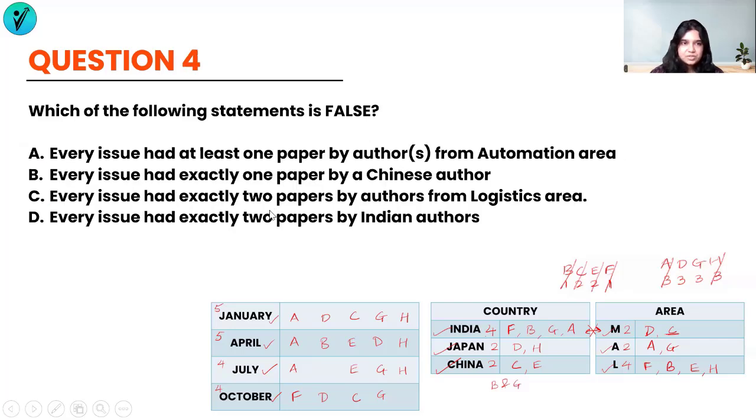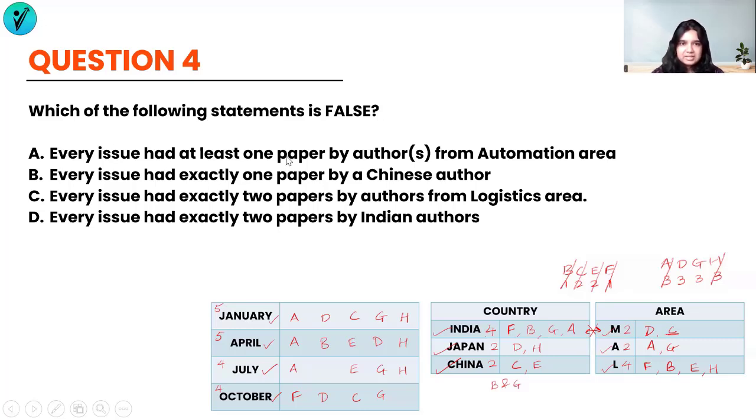The next question, that's question 4. Which of the following statements is false? So there are 3 correct statements here. There's 1 false. We have to pick the one that is false. Don't fall into the trap of selecting the first one if it is true.